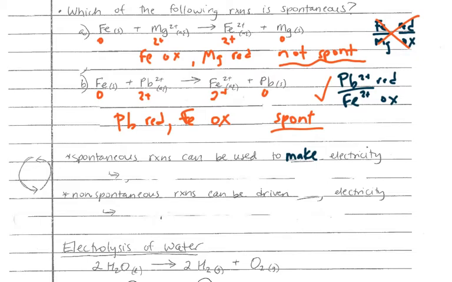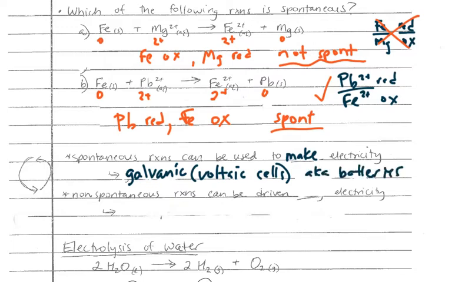Electrons will flow spontaneously, and we can capture that electron flow and use it to light things. So we call these spontaneous reactions, we can use them to make galvanic/voltaic cells, which we also just call batteries. And this is how batteries work. They actually contain a chemical reaction that is a spontaneous reaction that sends electrons out.